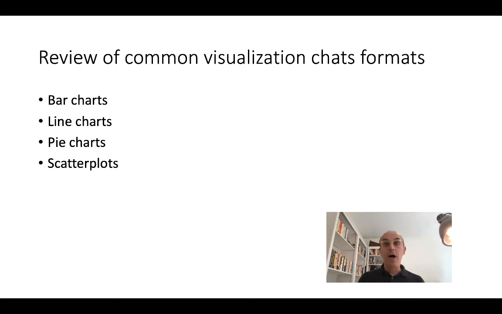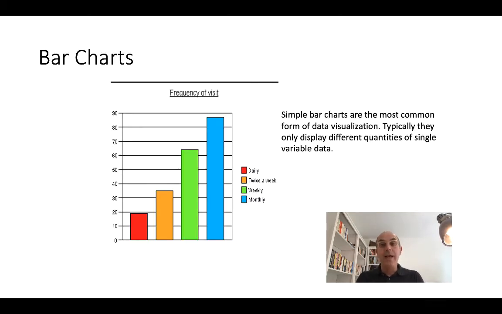For example, bar charts, line charts, pie charts, and scatter plots. All of these are things that we often see, and Excel quite often uses and generates quite nicely. For example, the bar chart. Usually it's the most common type of data visualization, and it provides us the ability to display different quantities of a single variable.